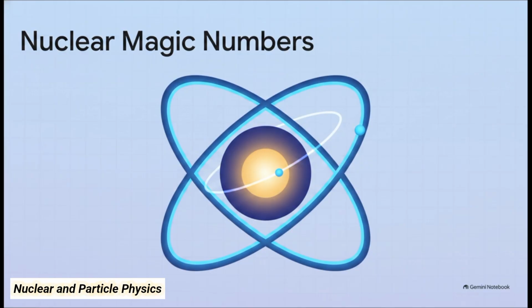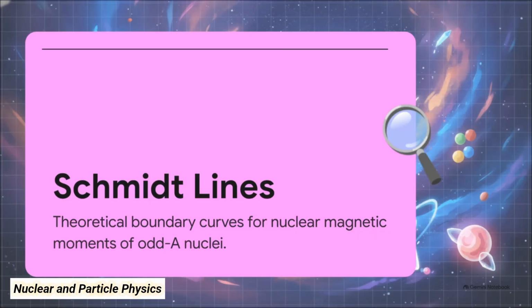Essentially, when the direction a nucleon spins happens to align with its orbit, it settles into a lower, much more stable energy state. This creates these massive, magic energy gaps between quantum shells. We can also predict a nucleus's magnetic properties using theoretical boundary curves called Schmidt lines. But here's the kicker. Real measurements almost always fall somewhere between these bounds, not exactly on them.